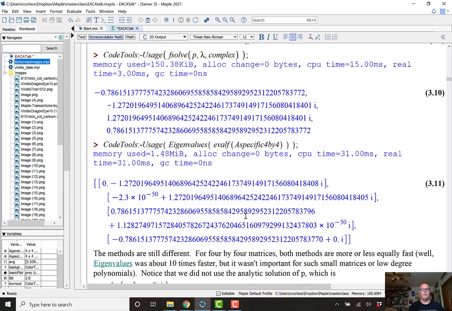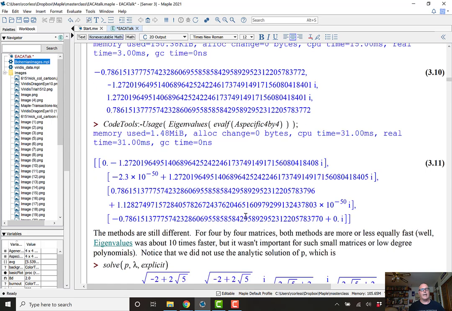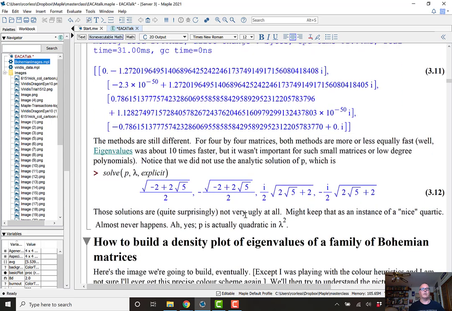but it doesn't matter. We did not use the analytic solution of the characteristic polynomial, and this is a degree 4 polynomial, and so one would expect a very ugly set of answers. In fact, it's not so ugly, and that's because this particular p is actually quadratic in lambda squared. So you can solve it with a quadratic and take square roots. So that's easy.